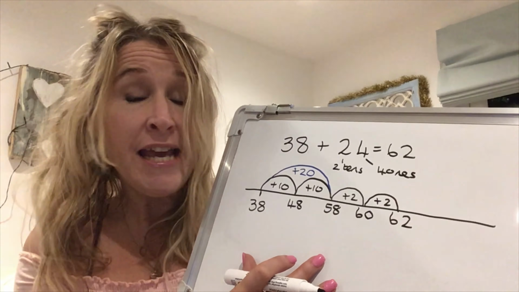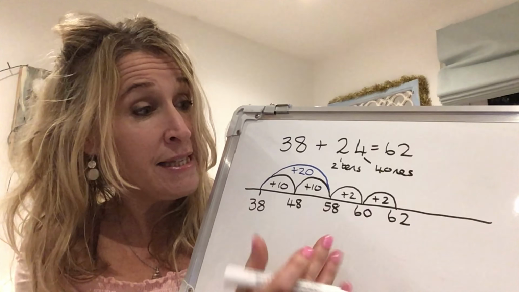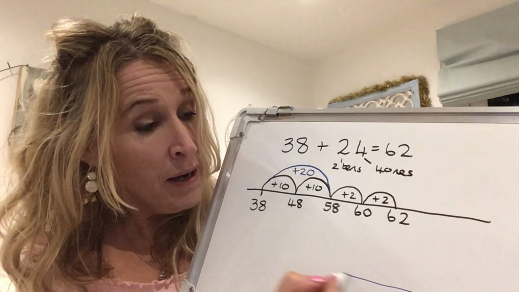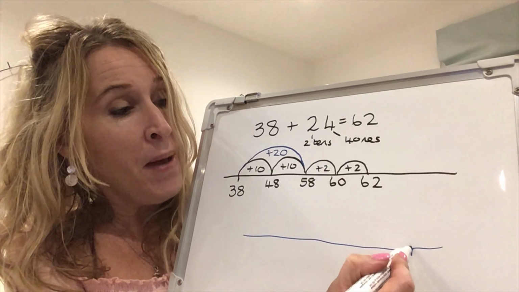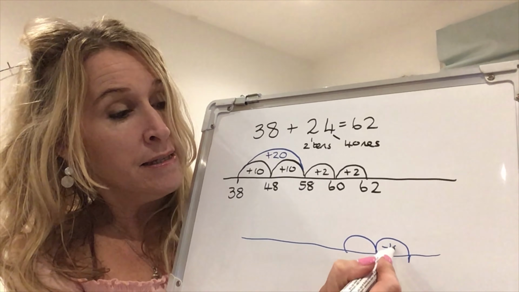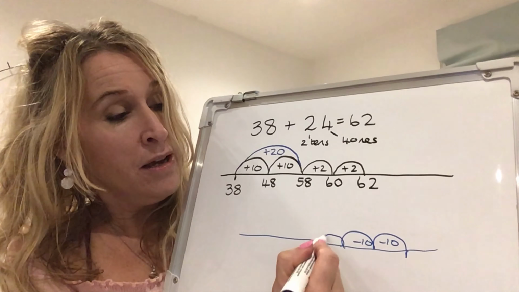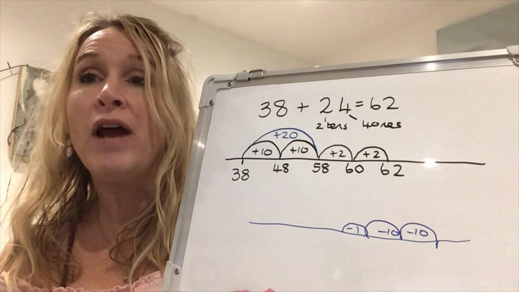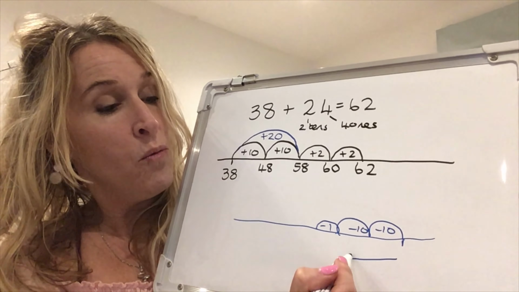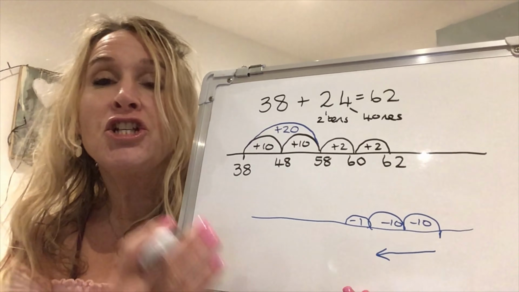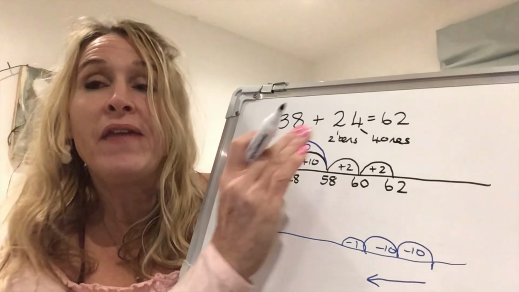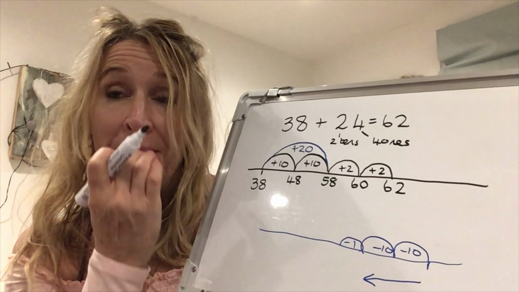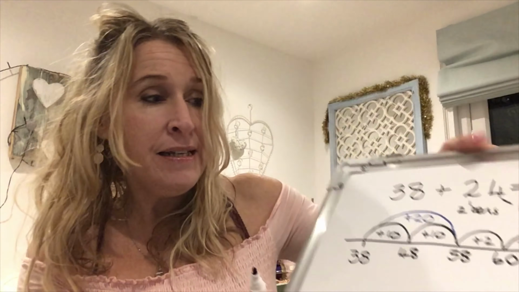And obviously takeaway, we can do it exactly the same way, but we'd draw a number line and we'd start at this end and we'd jump backwards in 10s and 1s. So takeaway, subtraction is the same, but we're working our way back. So the children get the idea that the answer is always getting smaller with takeaway, and with adding the answer is getting bigger.